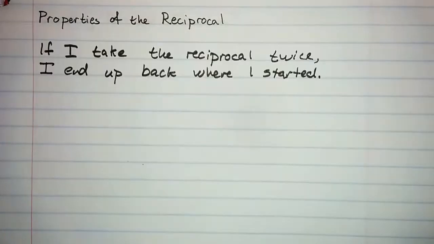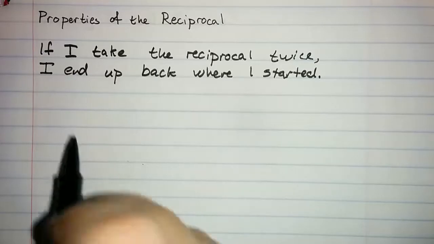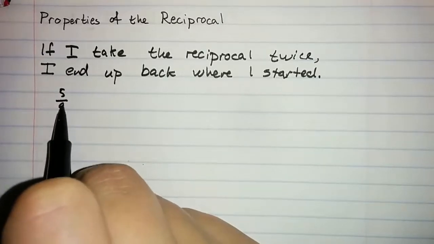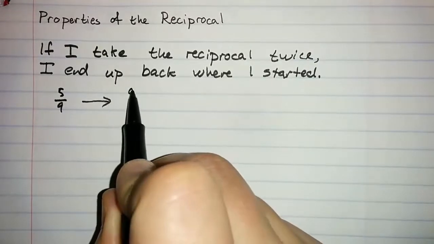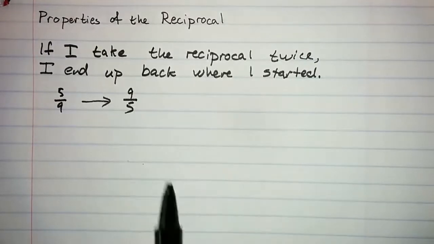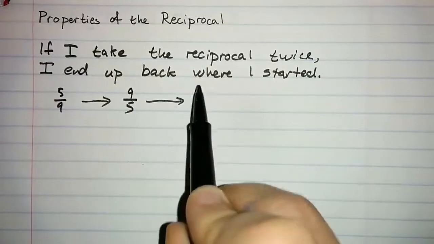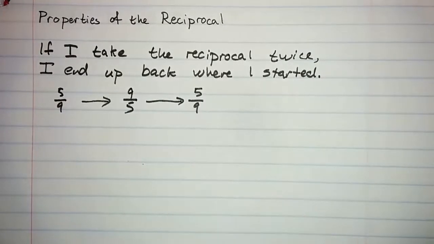So this thing, the reciprocal, we're going to be using it a lot now and in the future, so we should be aware of some of its properties. The first and most obvious property of the reciprocal is, if I take the reciprocal twice, I end up back where I started. So if I have the fraction 5/9 and I take the reciprocal, I get 9/5. If I take the reciprocal again, I get 5/9 back.